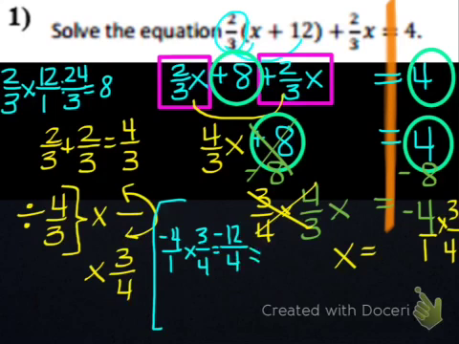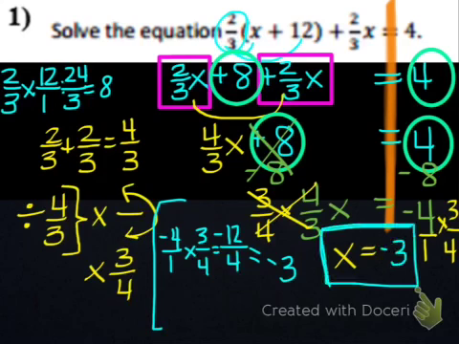And we can simplify that. Negative 12 divided by 4 is negative 3. So x equals negative 3. And that is the answer for that equation. What I want you to note is, when it's saying show all of your work, notice how much work is actually involved in solving just that one problem.